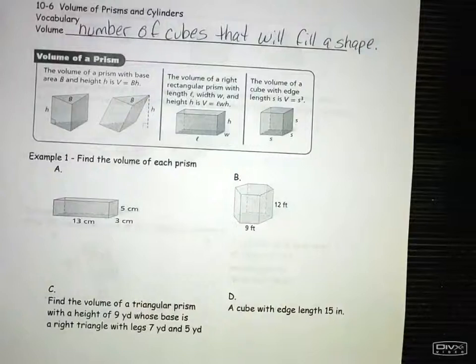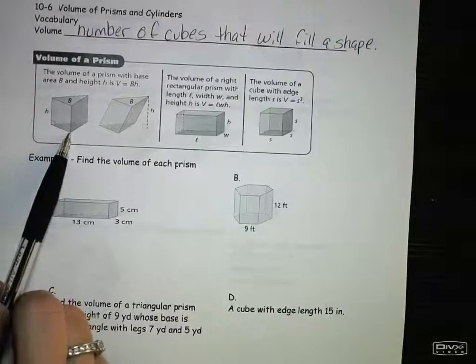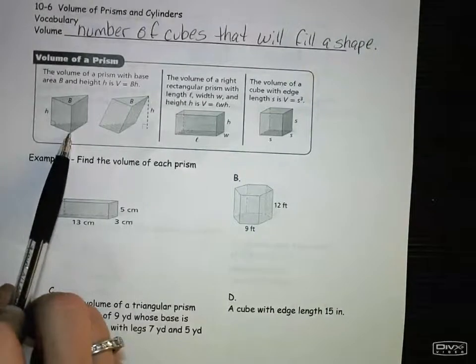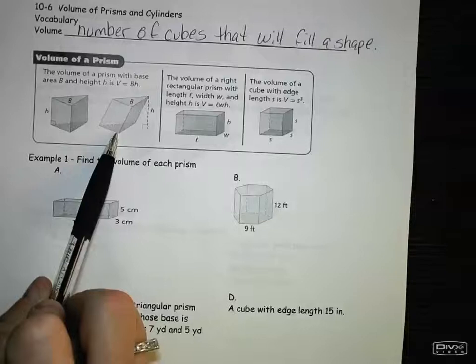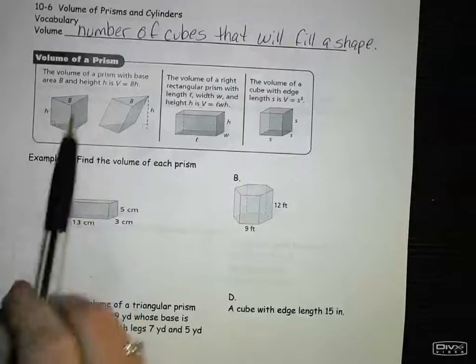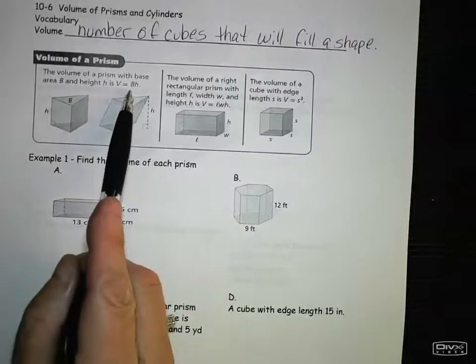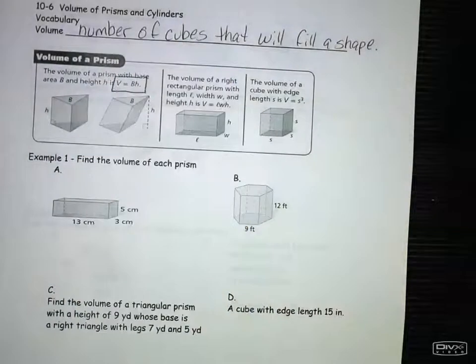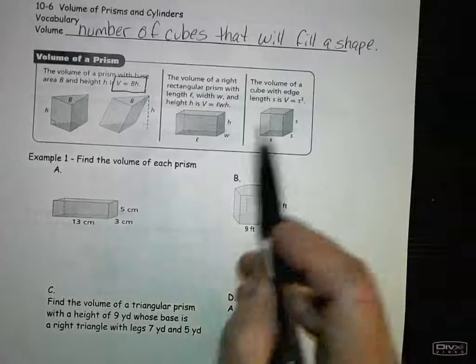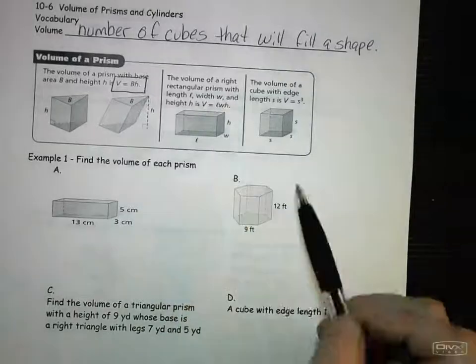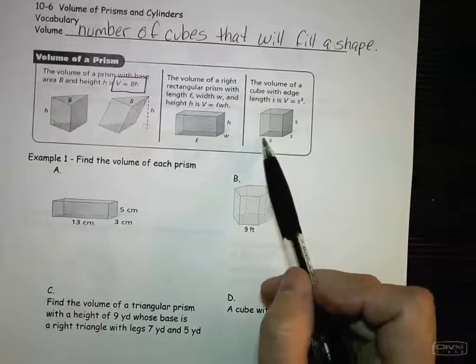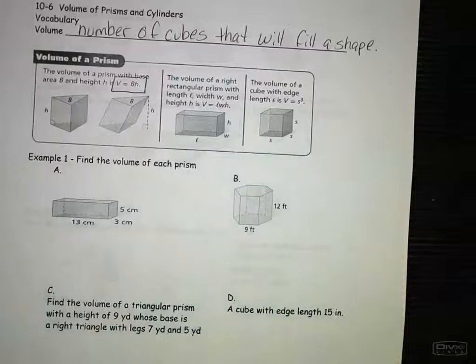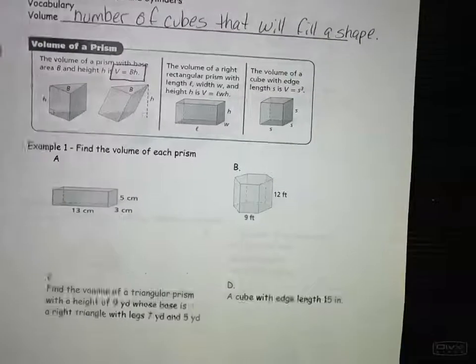And we start out with a prism. This is a right triangular prism. This is an oblique triangular prism. And to find the volume there, you do the area of the base times the height. If you have a rectangular prism, it will be length times width times height. And the volume of a cube is just that side cubed.